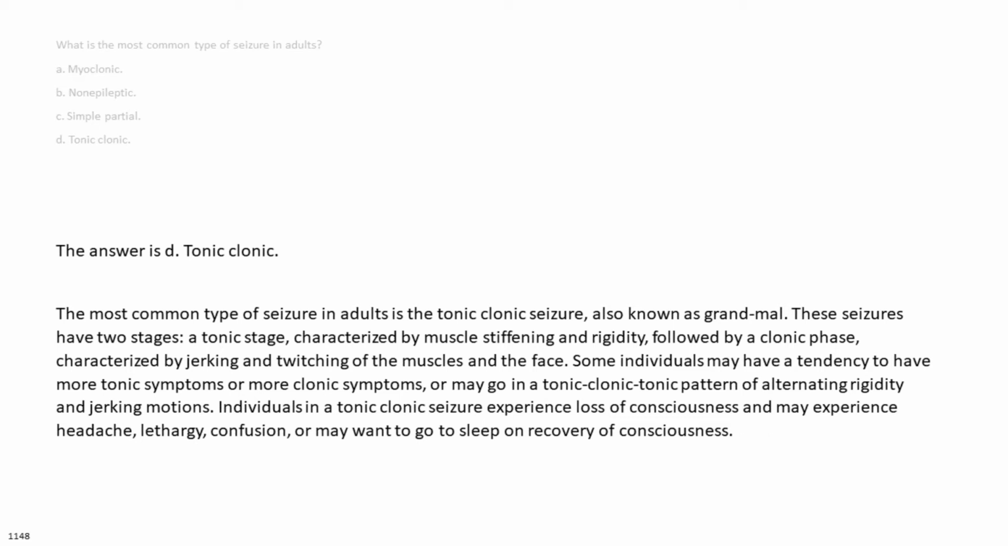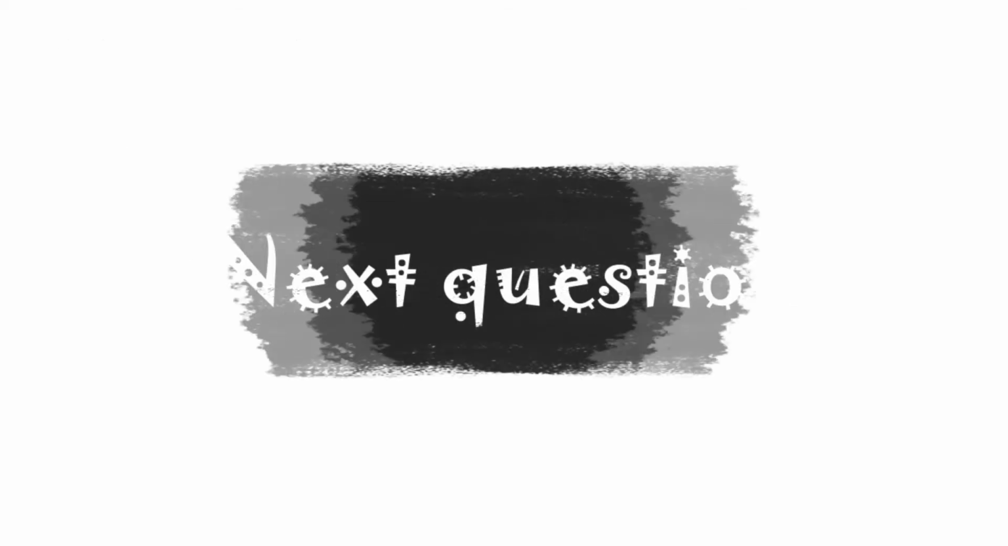Some individuals may have a tendency to have more tonic symptoms or more clonic symptoms, or may go in a tonic-clonic-tonic pattern of alternating rigidity and jerking motions. Individuals in a tonic-clonic seizure experience loss of consciousness and may experience headache, lethargy, confusion, or may want to go to sleep on recovery of consciousness.